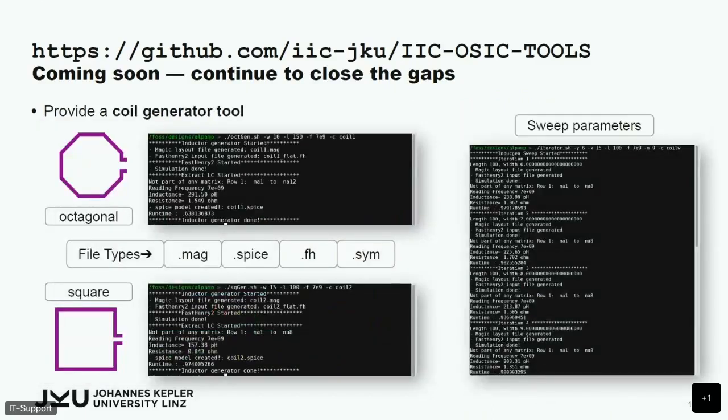Another thing that we did is a coil generation tool. We didn't find something proper, so we wanted to have a very simple tool that is more or less script-based. You give it a few parameters, it does an octagonal or a square inductor, it creates the file for FastHenry, runs the FastHenry simulation, makes a SPICE sub-circuit, you're ready to go for simulation, and we even have a simple sweep for parameters. So this is in development, and will also be released pretty soon.